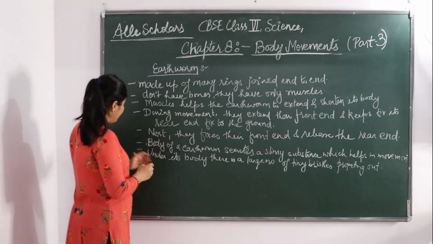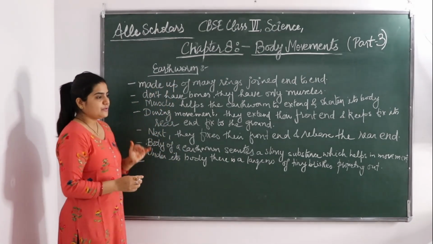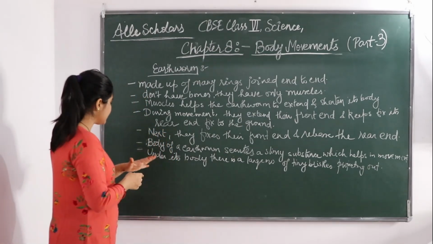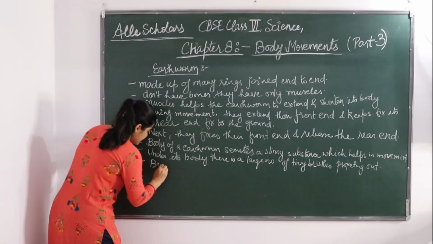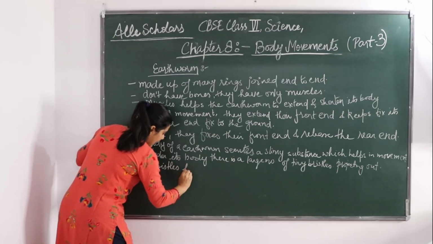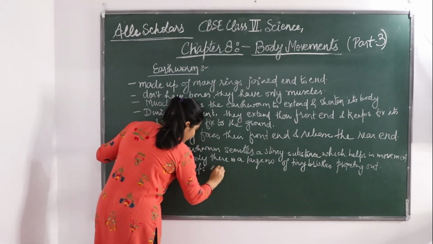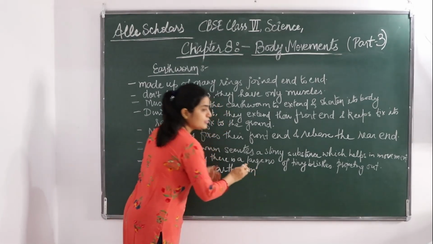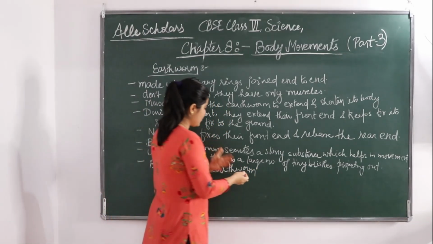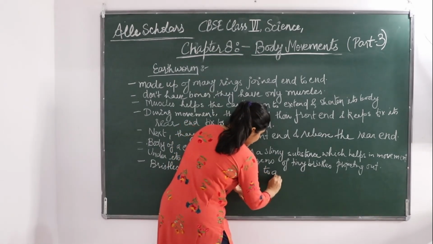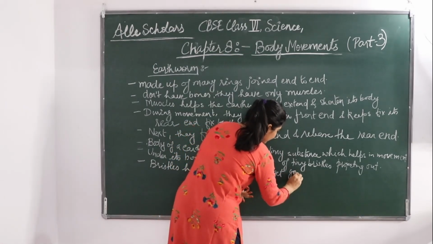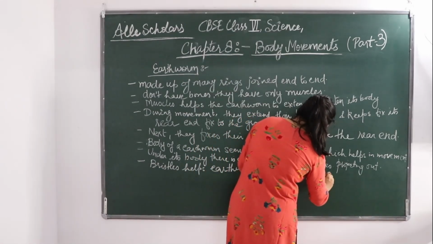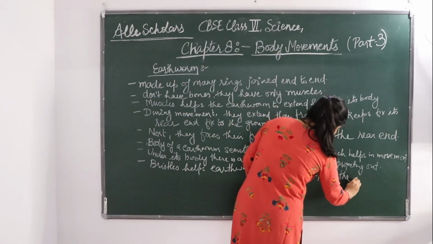So now, what is the function of this bristle? They are connected to the muscles, and these bristles help the earthworm to get a good grip on the ground.